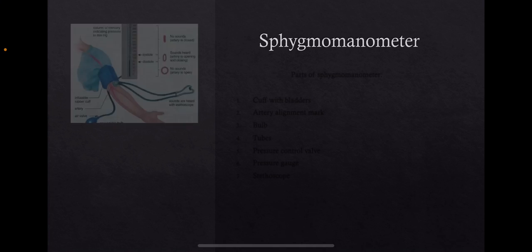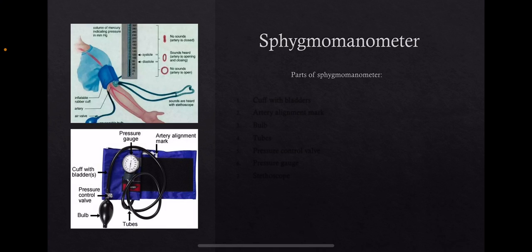Let's talk about parts of sphygmomanometer. First part is cuff with bladders, which is painted in blue in photos. The cuff is used to hold bladder around the arm during the measurement. Then there is an artery aligned mark on the cuff. To be more accurate, cuff must be designed properly with respect to artery aligned mark.